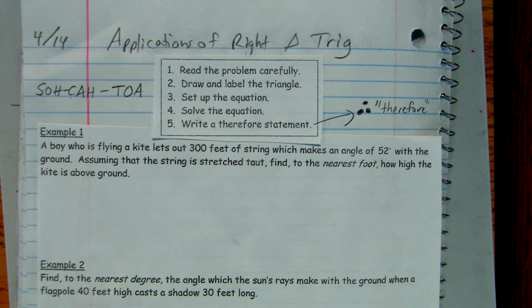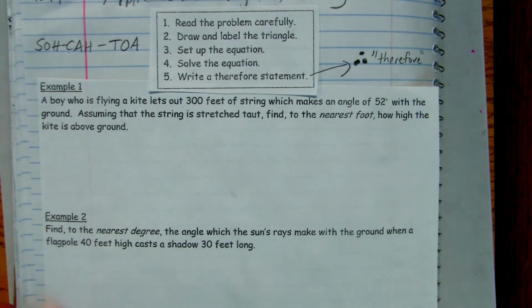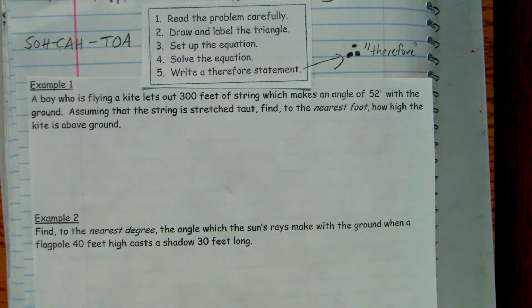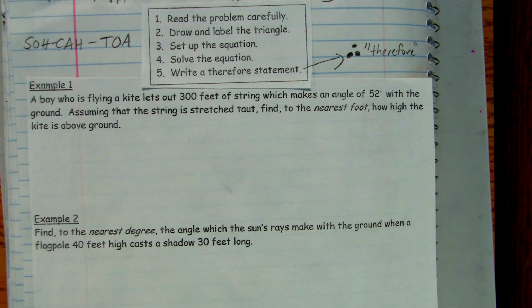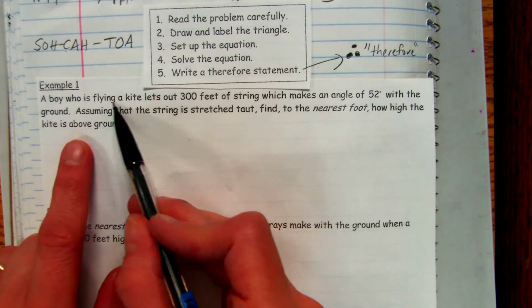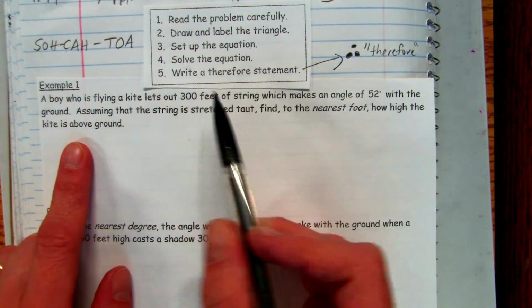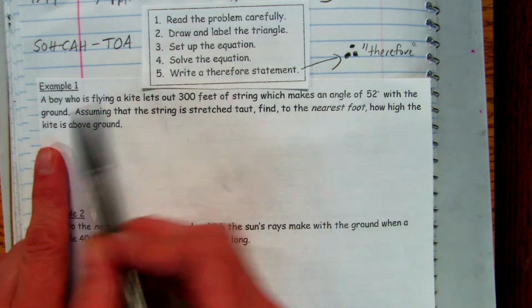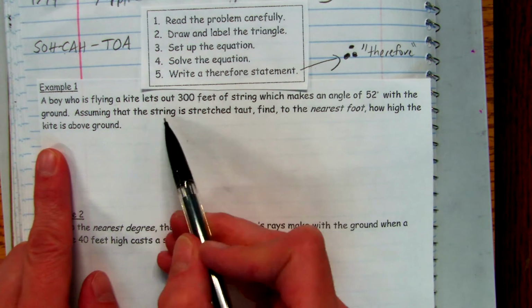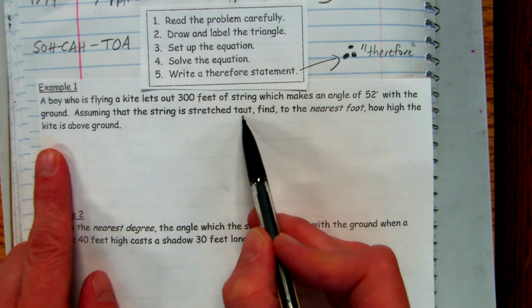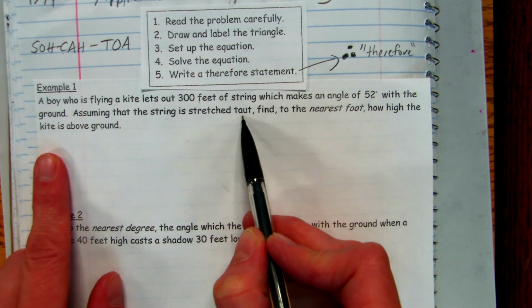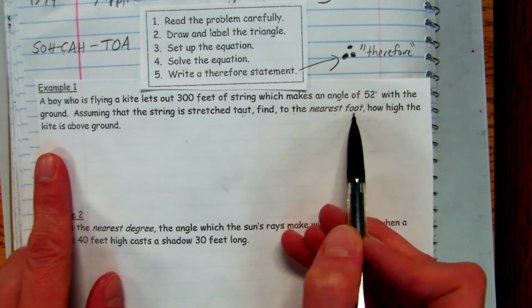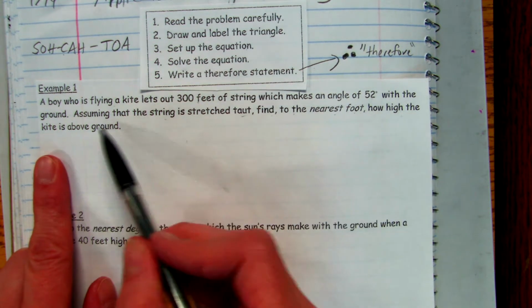So this is basic right triangle trig problems, but we're going to have a story problem that we're starting with. We're starting with a boy who is flying a kite, and he lets out 300 feet of string, which makes an angle of 52 degrees with the ground. Assuming that the string is stretched taut, which means it's a straight line, not curved, find to the nearest foot how high the kite is above the ground.